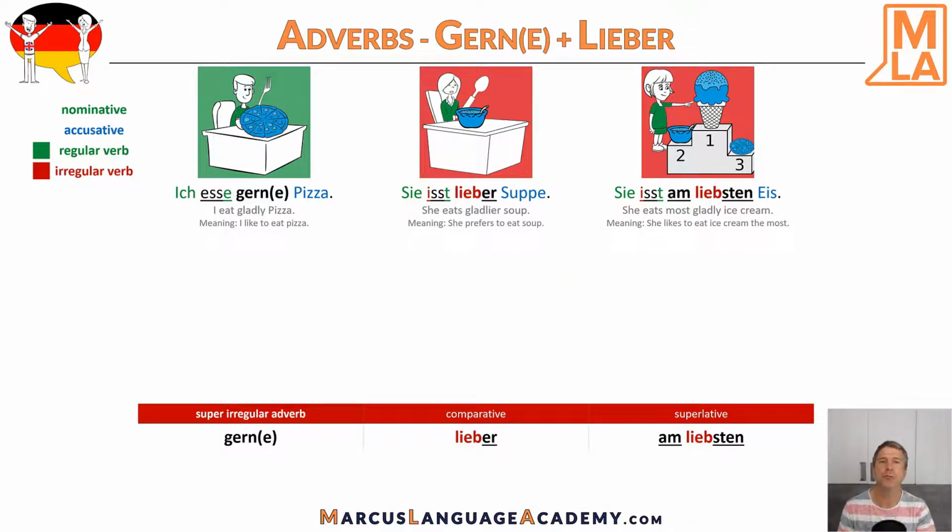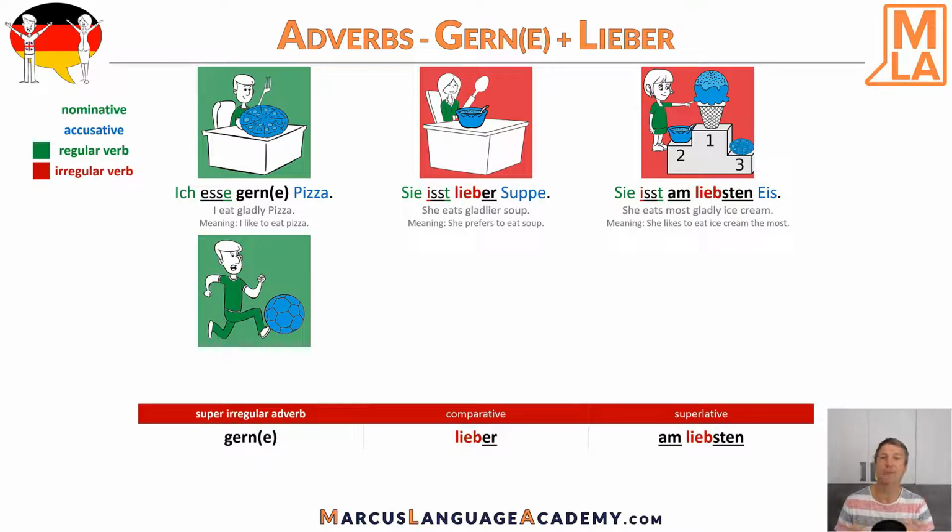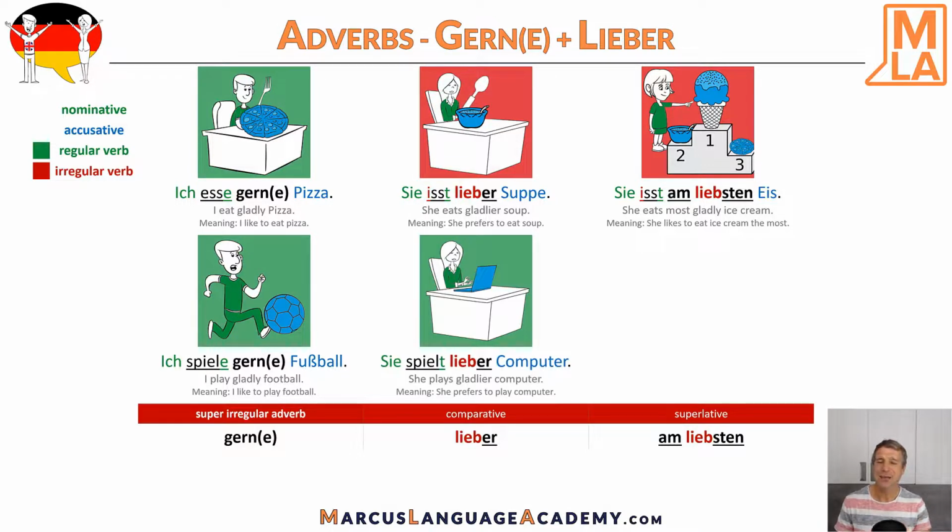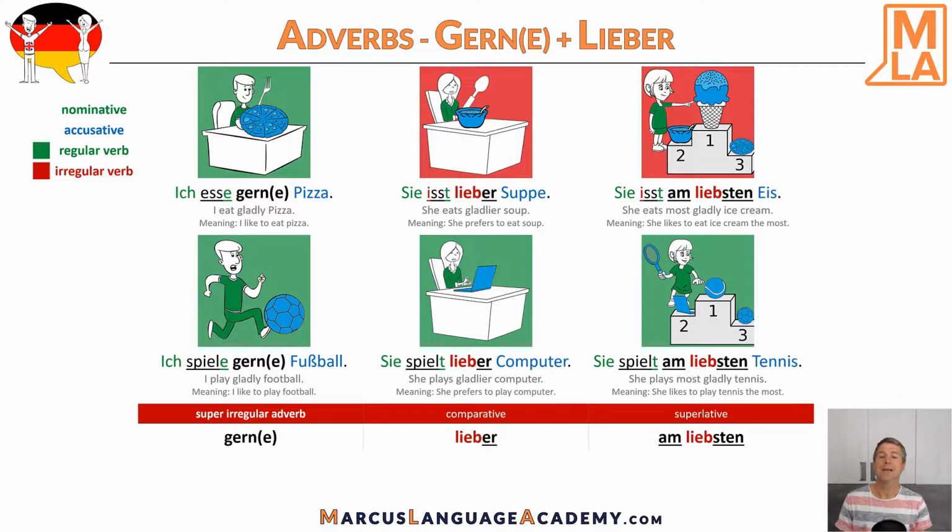So here are a few more examples with the verb spielen, to play. Ich spiele gern Fußball or ich spiele gerne Fußball. Literally, I play gladly football. And the meaning, I like to play football. Sie spielt lieber Computer. Literally, she plays gladlier computer. And the meaning, she prefers to play computer. And sie spielt am liebsten Tennis. Literally, she plays most gladly tennis. And the meaning is she likes to play tennis the most.